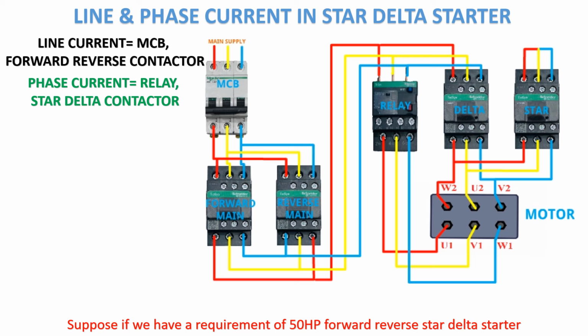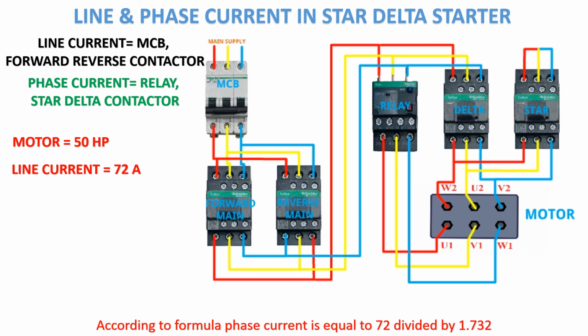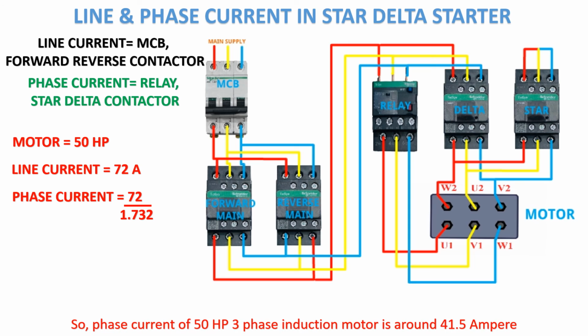Suppose we have a requirement of a 50 HP forward reverse star delta starter. Full load current of a 50 HP 3-phase induction motor is around 72 ampere. So, its line current is 72 ampere. According to the formula, phase current is equal to 72 divided by 1.732. So, the phase current of a 50 HP 3-phase induction motor is around 41.5 ampere.